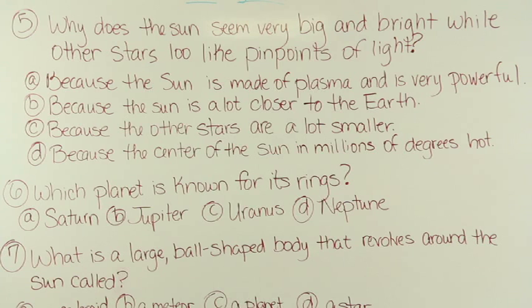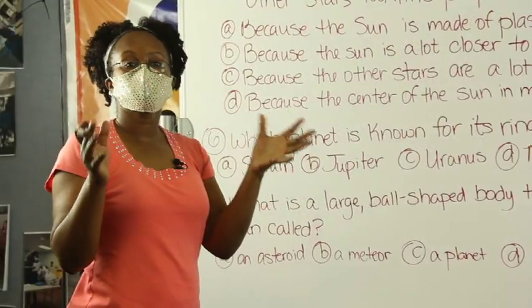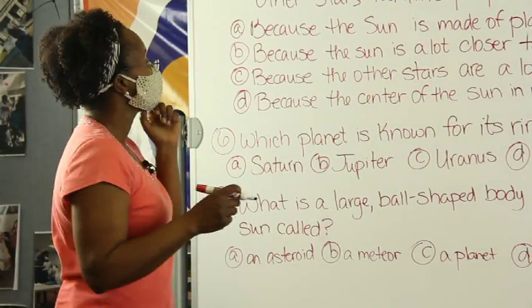Number 5, why does the sun seem very big? I'm going to underline this. And bright, while other stars look like pinpoints of light. Now, in my review, I didn't talk about this, and you may know the answer. Or if you have no idea, this is a good time to really talk about this. Sometimes you'll have questions that you have no clue what the answer is. You just have to use your reasoning to come up with the right answer. So we're going to do that now.